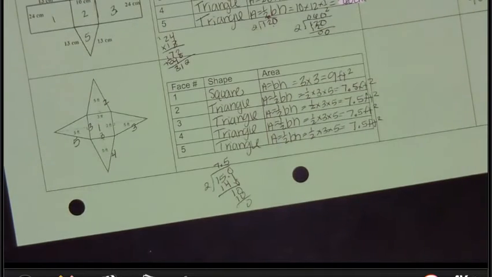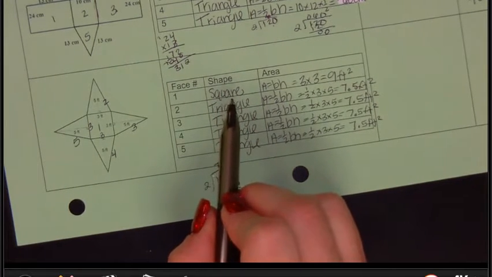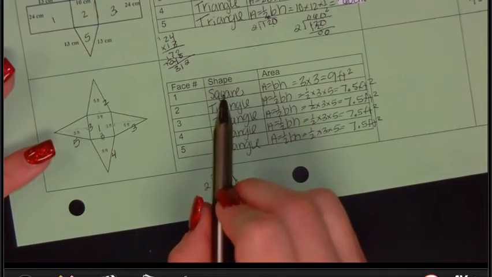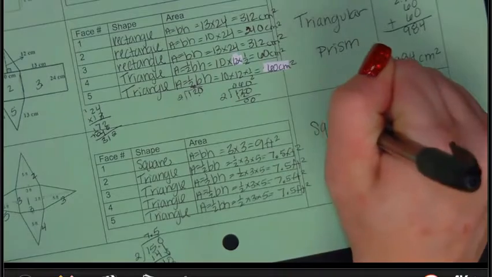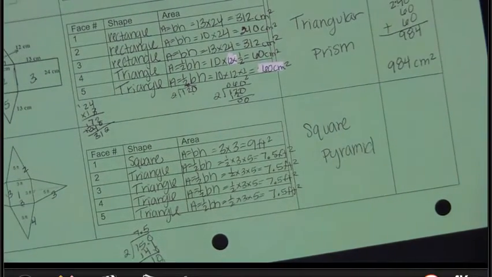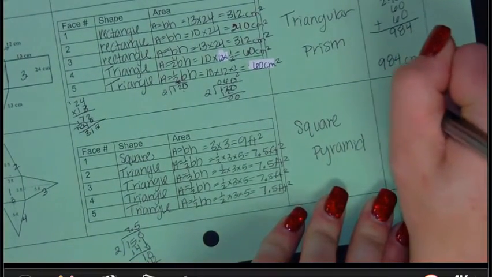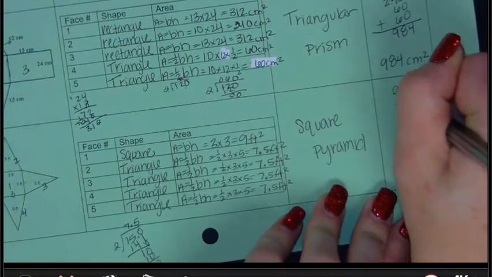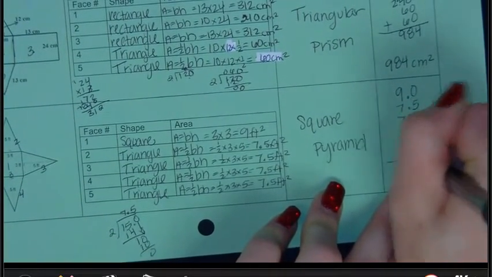If you need to take a moment and pause it, please do so. All right, what shape do you think this will create folded all the way up? Well, I notice that I have 4 triangles and only 1 square, so I know it's going to be a pyramid. So it's going to be a square pyramid. And we are going to locate the total area. So I'm going to have 9.0, 7.5, 7.5, 7.5, and 7.5.